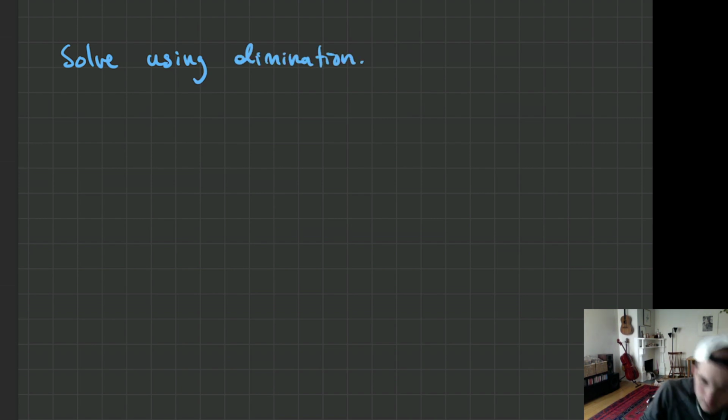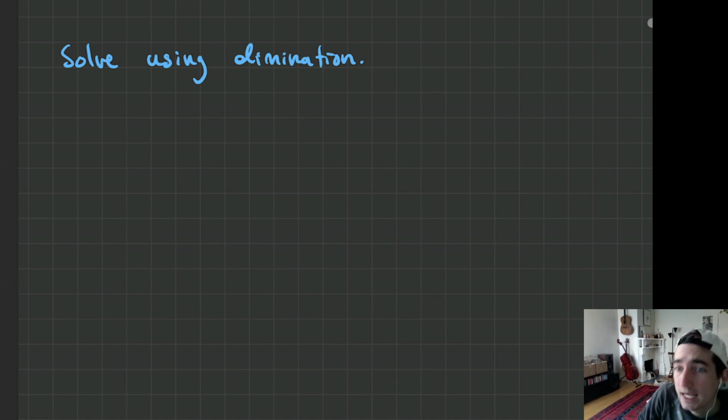elimination. By the way, if you're just asked to solve a system of equations and the method is not specified, choose any method you want. But if it asks you to use elimination, you'd better use elimination. Or if it asks you to use any other method like graphing, then you have to use that method. Okay, so let's go ahead and do this.